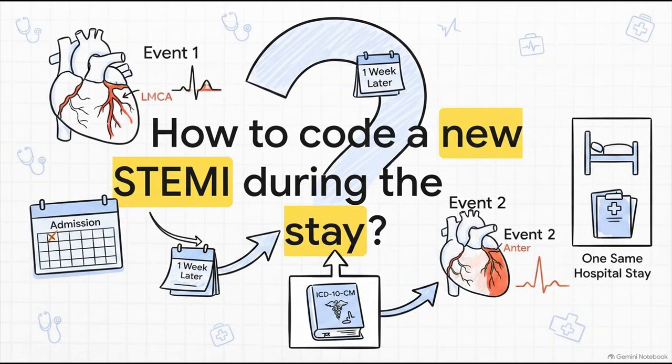Here's case A. A patient's admitted with an acute left main coronary artery STEMI. A week later, he experiences a new acute anterolateral STEMI during that exact same hospital stay. Think back to our inpatient progression rule. If this happens during the same stay before they've even been discharged, how are we sequencing this?